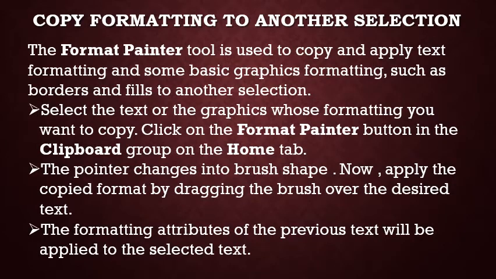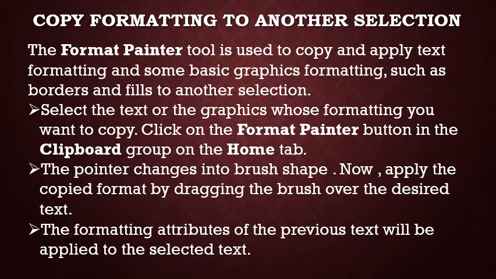Today we are going to discuss a topic: copy formatting to another selection. We have already learnt in Word how to type and how to do the editing work in the text inside our Word document. The Format Painter tool is used to copy and apply text formatting and some basic graphics formatting, such as border and fills, to another selection.